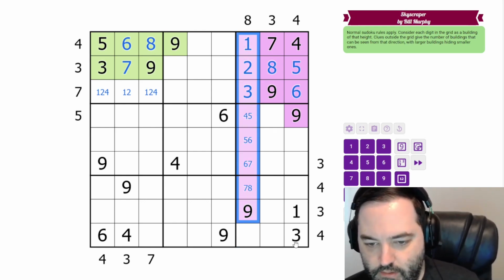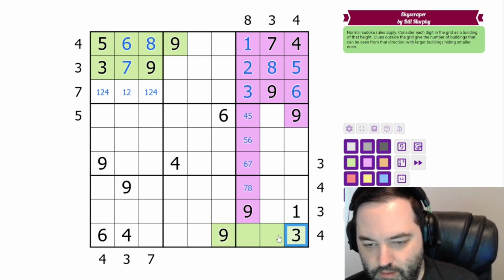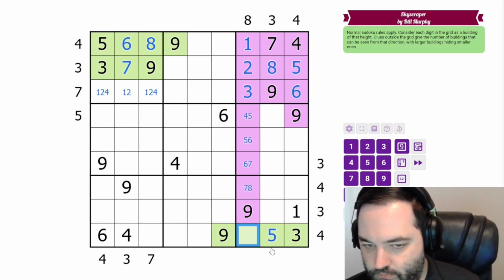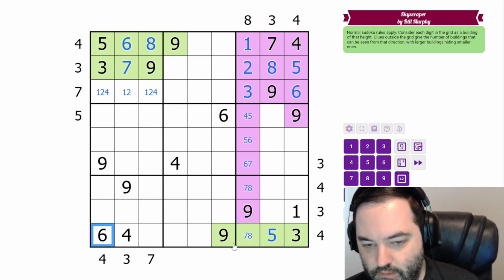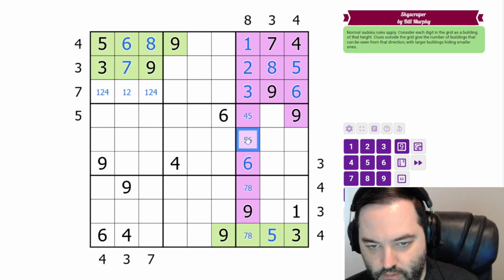Okay. Down here, these are going to be part of this clue. We need bigger than 3. That is not 4 or 6. And 7, 8, look at this cell. So the only possibility here is 5. And that means this is 7 or 8. It can't be 6. That gives us a 7, 8 pair, which means these are 6, 5, 4.